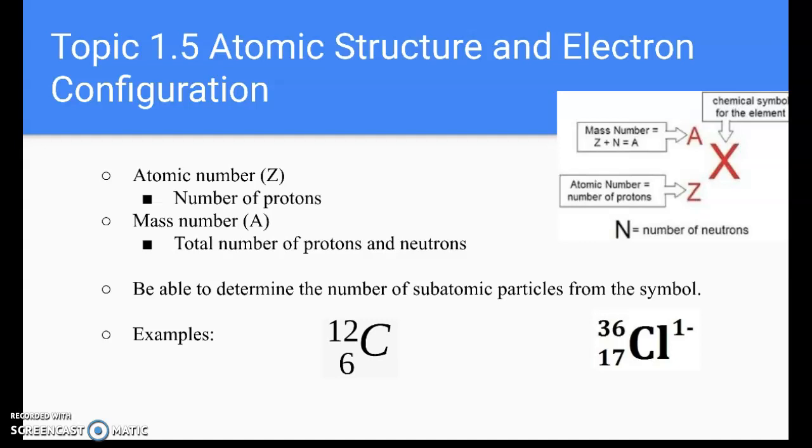Okay, and then we have the atomic number, which we use Z to represent. That's the number of protons, and you can find that on the periodic table. And you also have the mass number. The mass number is the sum of the protons and neutrons.